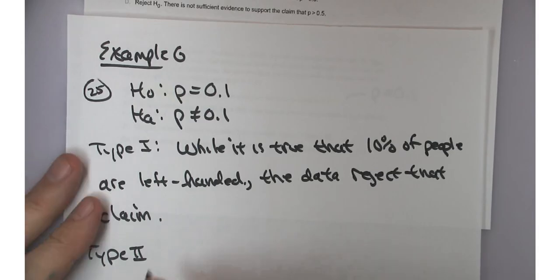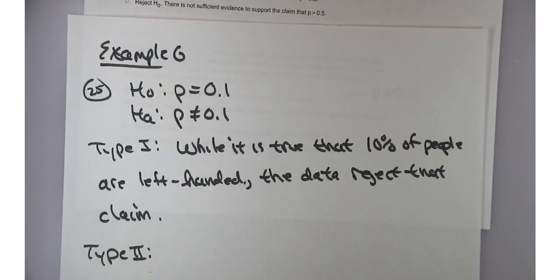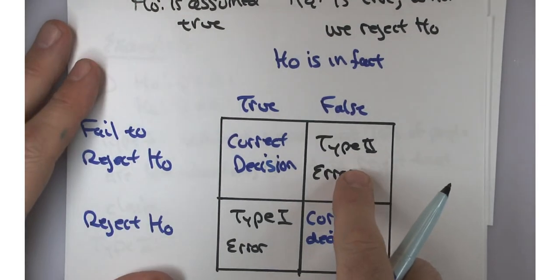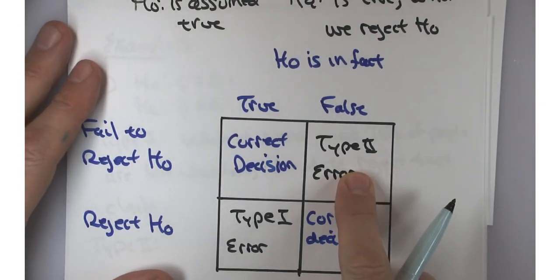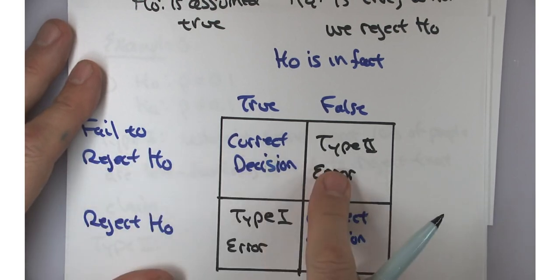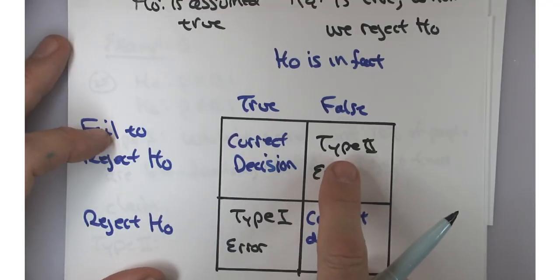How about a type 2 error? Well, let's remind ourselves what a type 2 error is. I mean, this stuff is pretty fresh. Type 2 error: H naught is false, and even though it's false, our data don't lead us to reject that claim. Meaning, we can't say that it's false because we don't have enough evidence, so we're just going to accept it. That's really what's happening in that case.